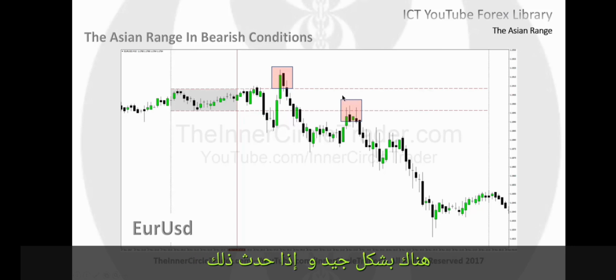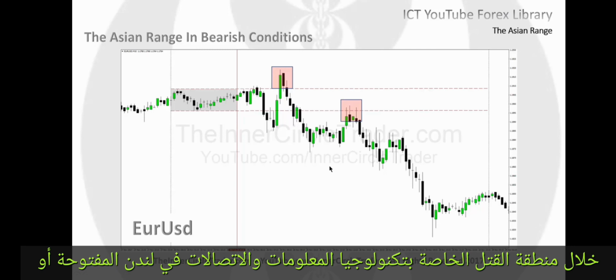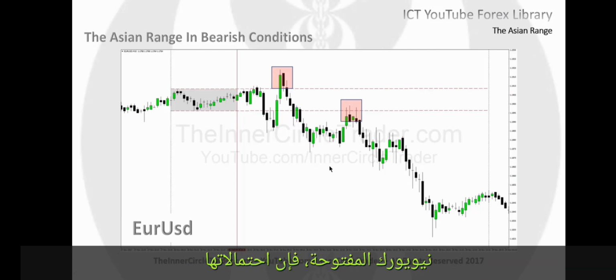Okay, and if it happens to occur during an ICT kill zone, London Open or New York Open, the probabilities go through the roof in terms of being, well, accurate. And then you can see that unfold in your charts.